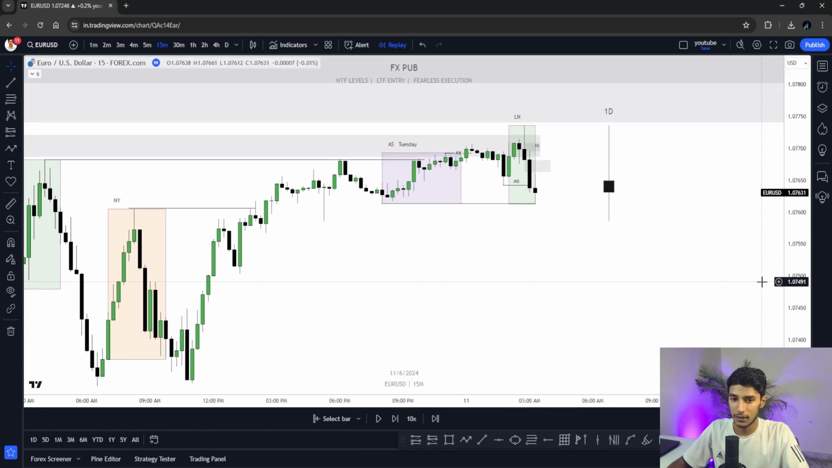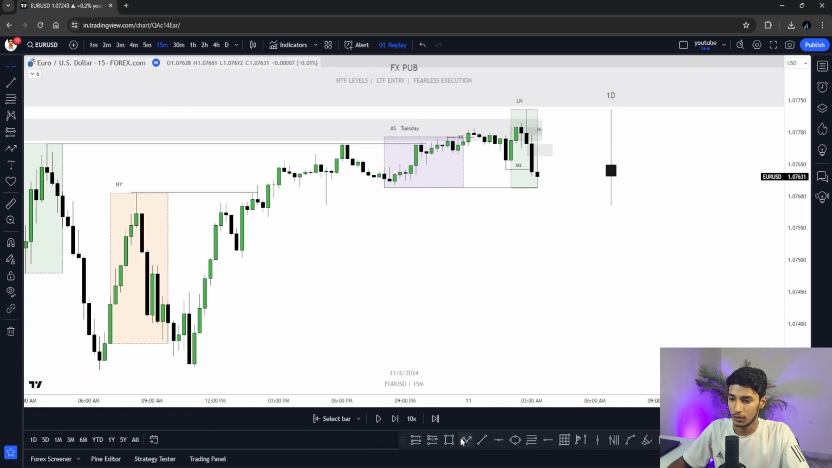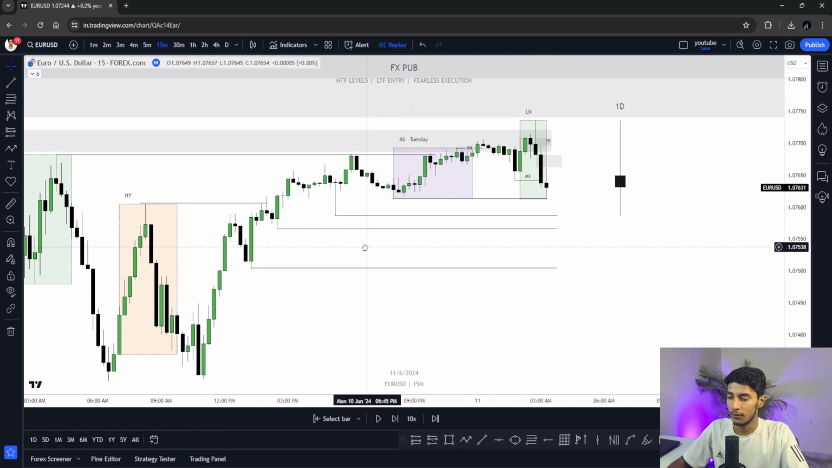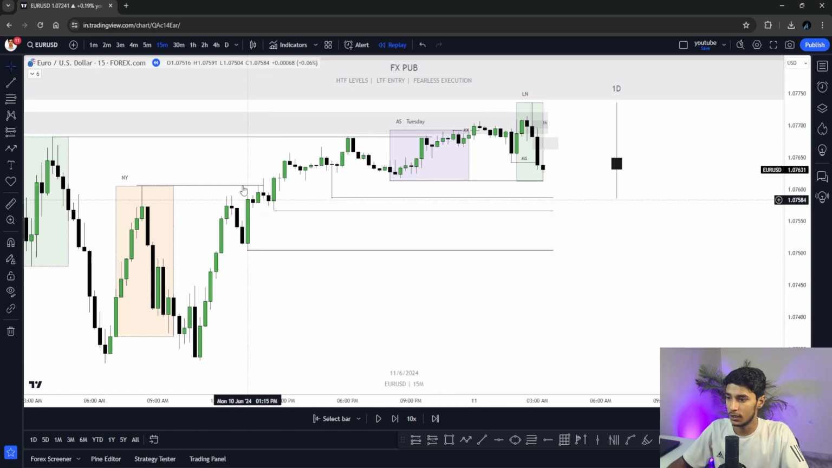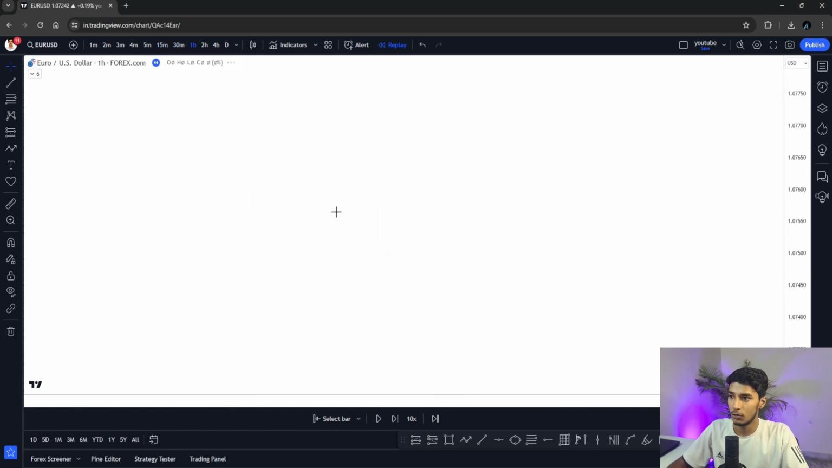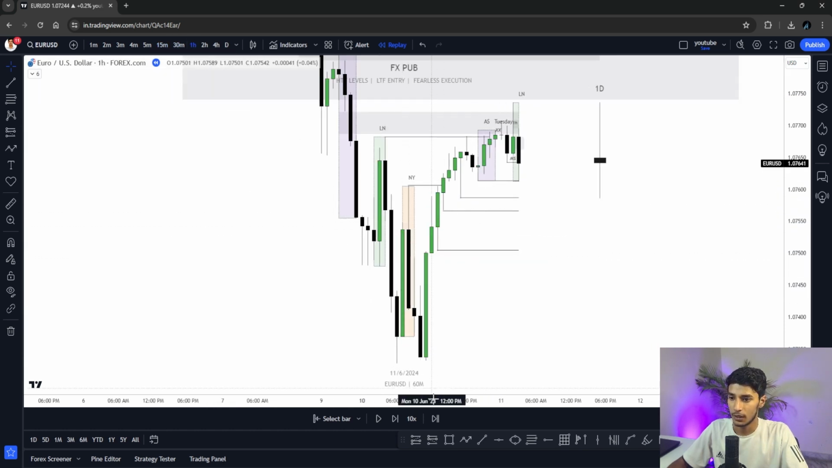If we are expecting this, what could we target? We can target this low, we could target this low, or we could target this low. But we don't just target this low. We need some more things. If we go on the hourly time frame, you can see there is an imbalance below. So this low is high probability for me, high probability that this is going to be taken.